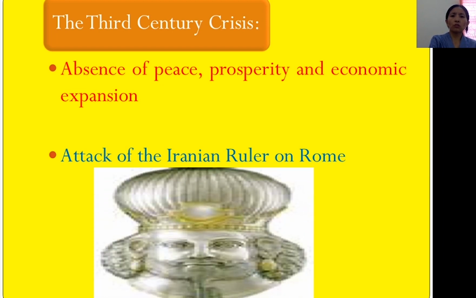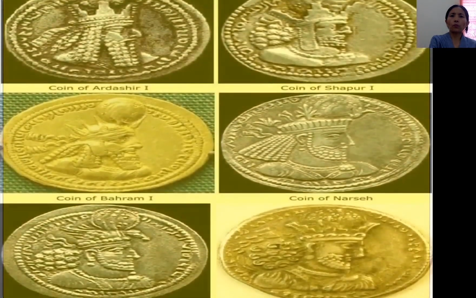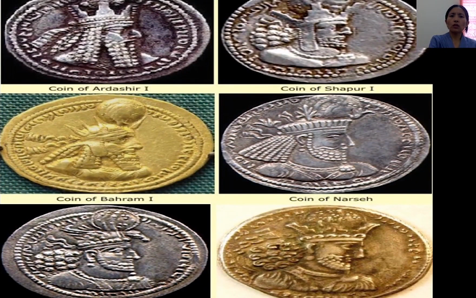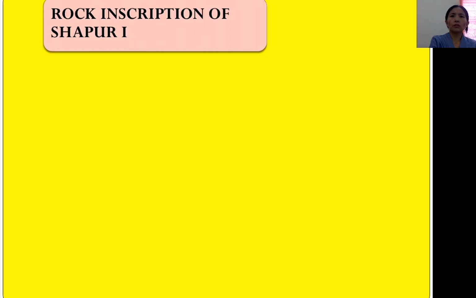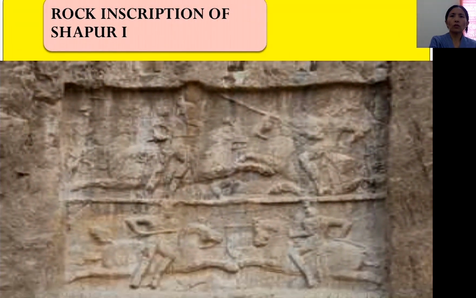This image shows Shapur I. And these are the Roman coins. Here you would find the coin of Shapur I. So this rock inscription depicts the scene of Shapur I attack on Roman soldiers.